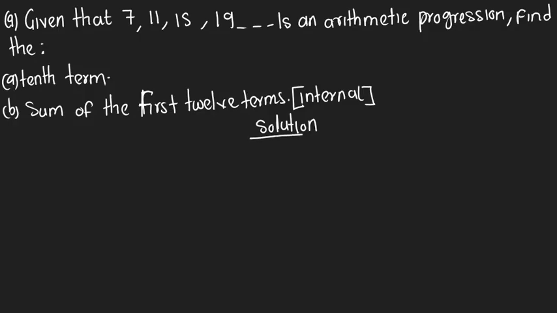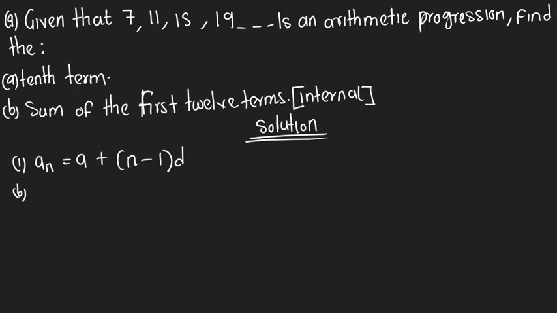Whenever you're dealing with arithmetic progression, the first formula that I want you to know is the formula for the nth term. What is the formula for the nth term? An is equal to a plus (n minus 1)d. This is the formula for the nth term. The second formula I want you to know is the formula for finding the sum of any nth number.